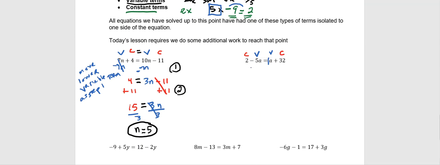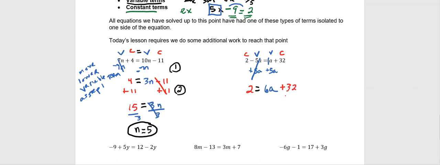So to undo subtracting 5a on the left, I'll have to add it. But being that it's an equation, I'll have to add it to both sides. And notice that I'm stacking my variable terms underneath each other because they're essentially the equivalent of like terms. So that's going to leave me with 2 equals, and a, or 1a plus 5a, is 6a plus 32.